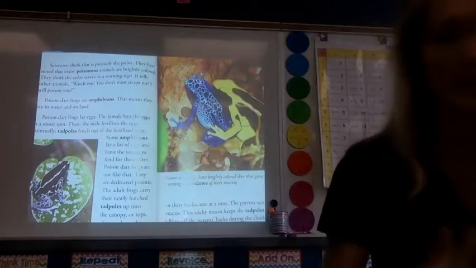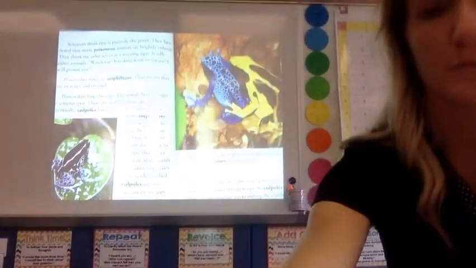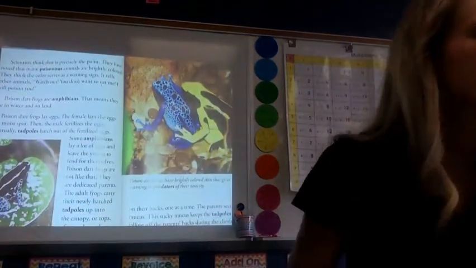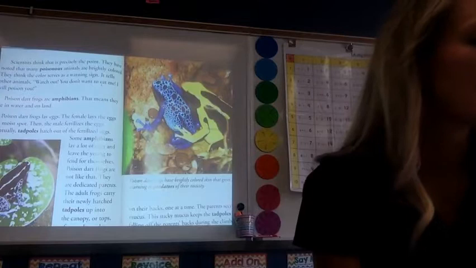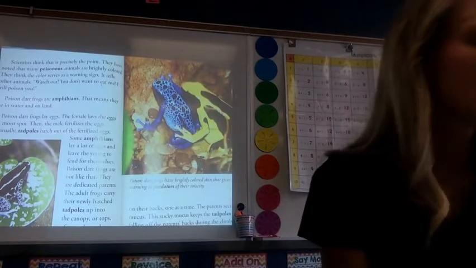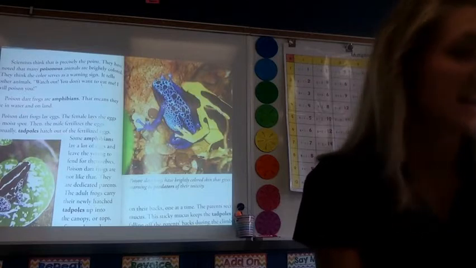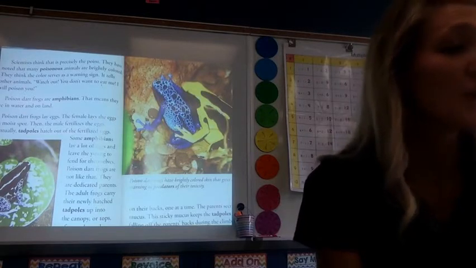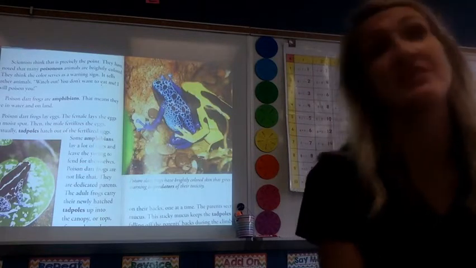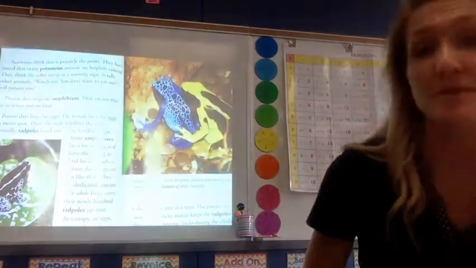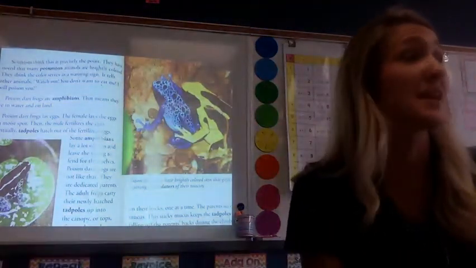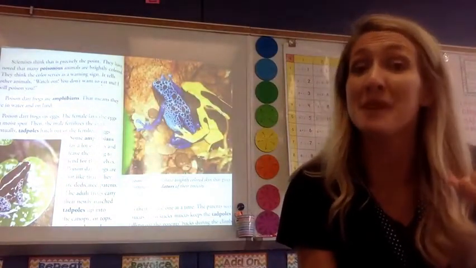So to continue reading, we'll figure this out. Scientists think that it's precisely the point. They have noted that many poisonous animals are brightly colored. They think the color serves as a warning sign. It tells the other animals, watch out, you don't want to eat me, I will poison you. So kind of what we thought, right? That maybe they are brightly colored to say, hey, I warn you, don't eat me because I will hurt you.